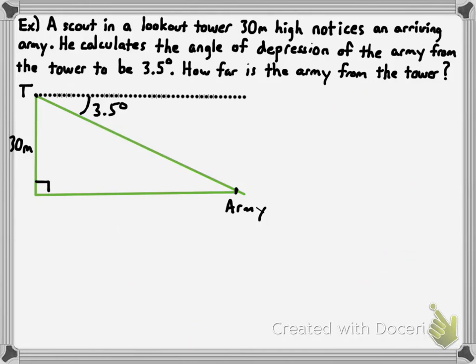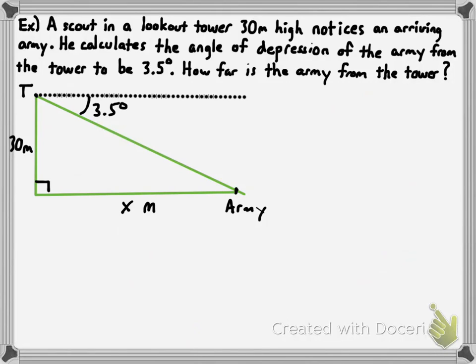Now that information is going to be enough for us to find out how far the army is from the tower, which would be this horizontal distance right there. We'll say that's X meters away. Now in order to use a tangent ratio, you always have to be making a comparison between the two legs of a right triangle, and you always have to know one of the acute angle measures of the right triangle.